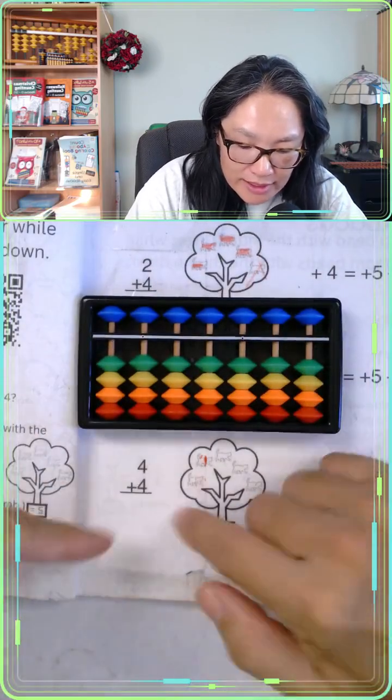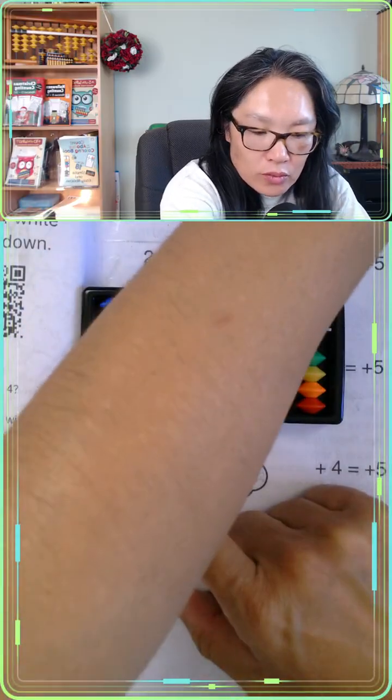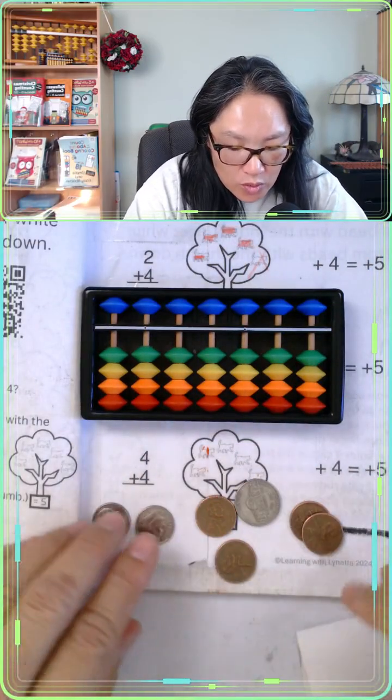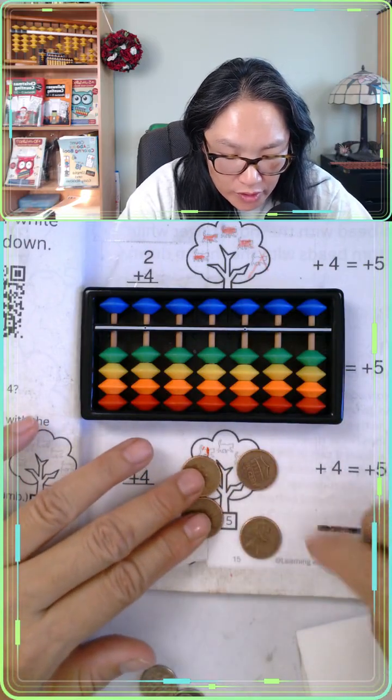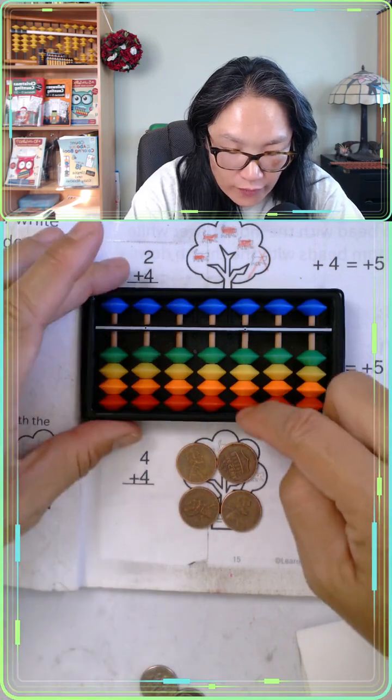So why are we learning this? This is 4 plus 4. We're learning it because in school we were taught to memorize, but we don't want to memorize. What we're going to do is understand 4. So we have 4 on the abacus.